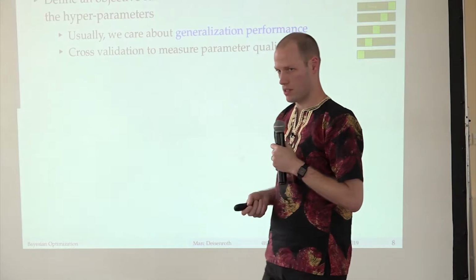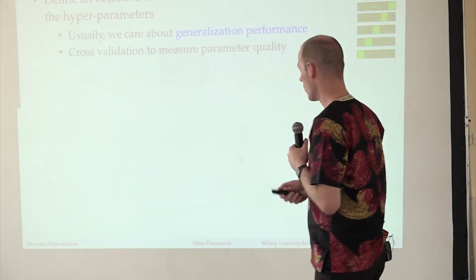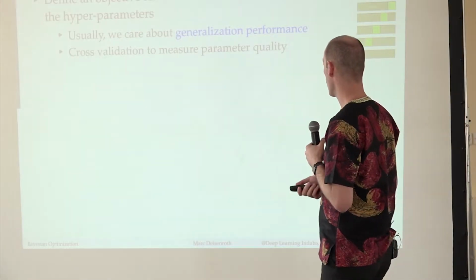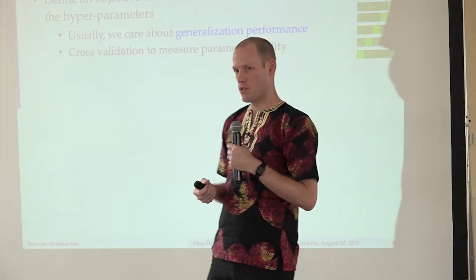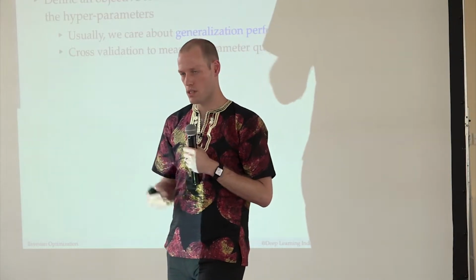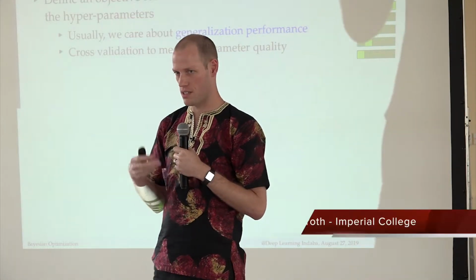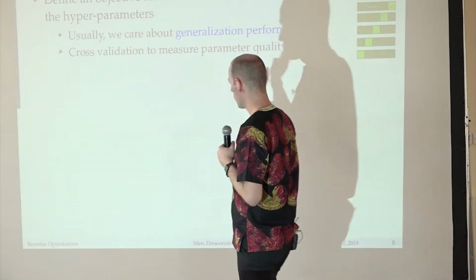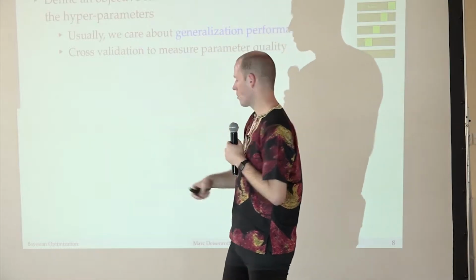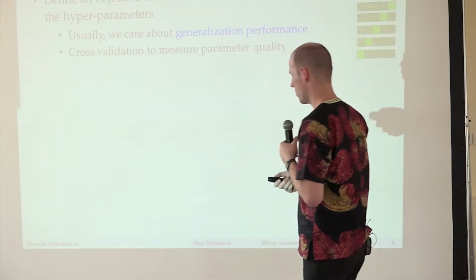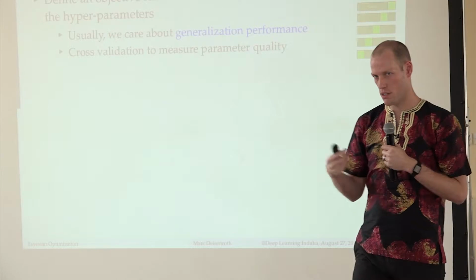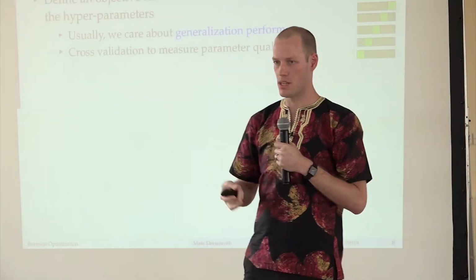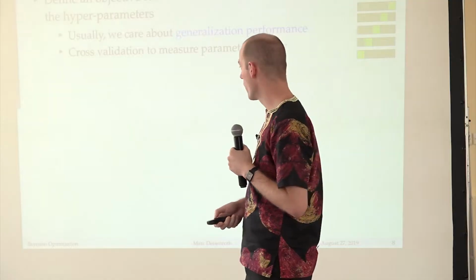And so how do we do this? Normally we define an objective function to evaluate or to assess the quality of the hyperparameters, and we are normally interested in generalization performance. So that means how does my method work on a test set, not on the training set. The training set is not so interesting. So what often happens is cross-validation to measure the parameter quality, and cross-validation requires us to train our model many, many times. So that is tedious and takes a lot of time.